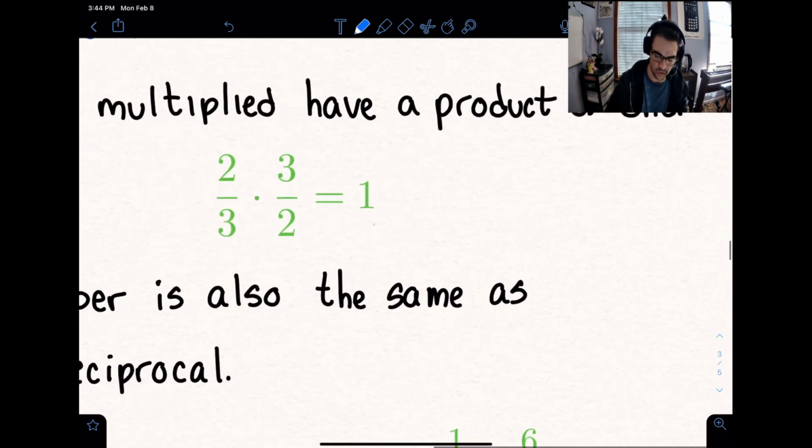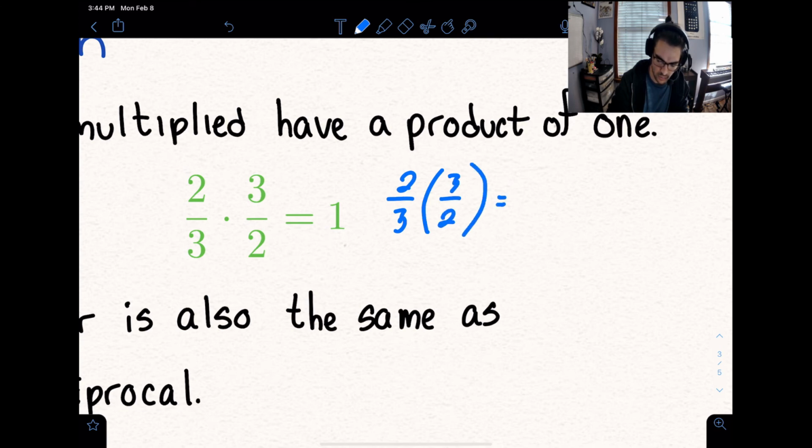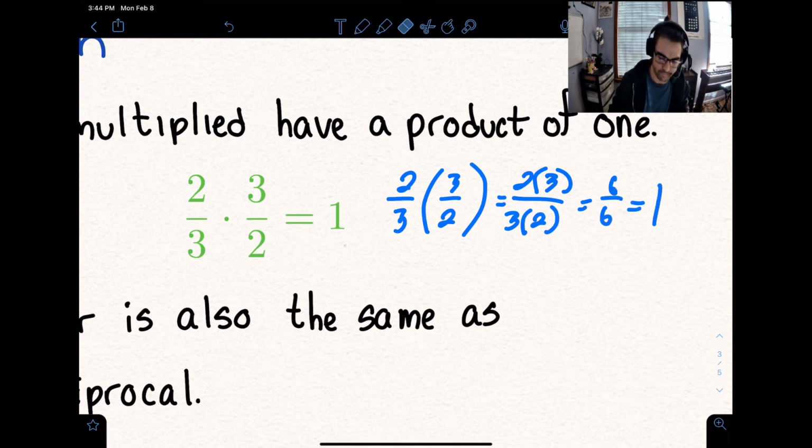And again, we could show this out in more detail if we want to see it. 2 times 3 times 3 over 2. Well, this equals 2 times 3 over 3 times 2, which equals 6 over 6, which is, bam, 1.